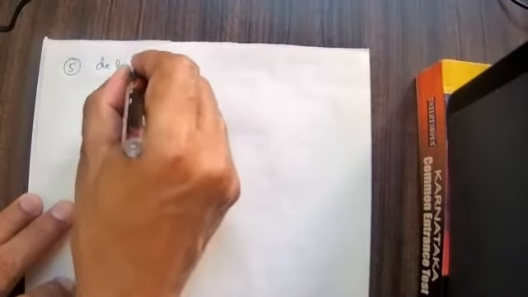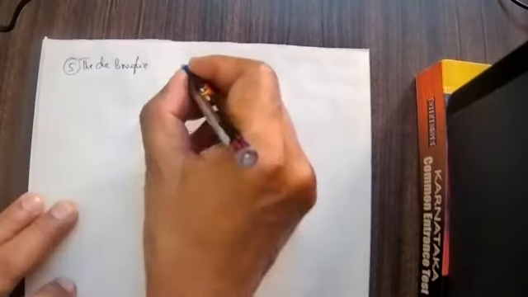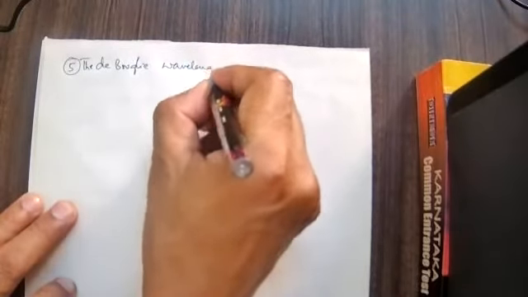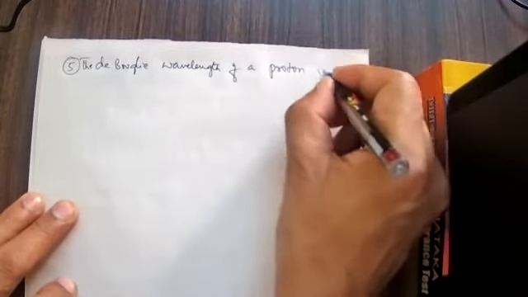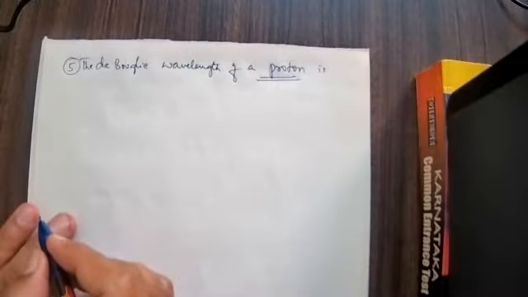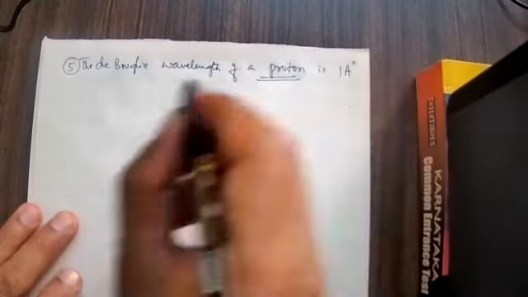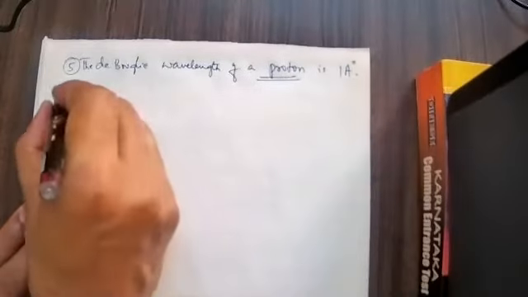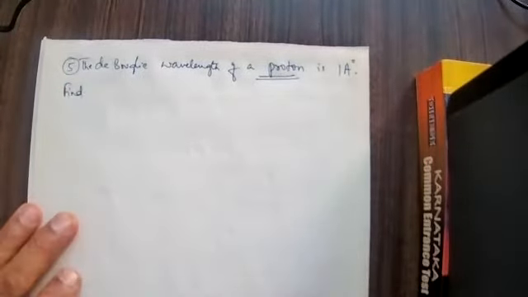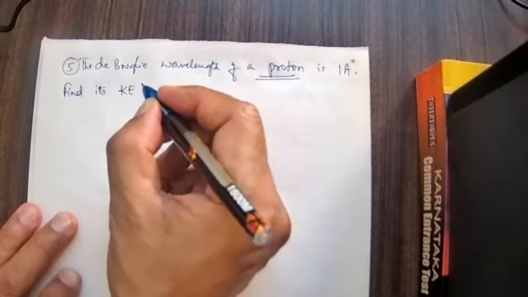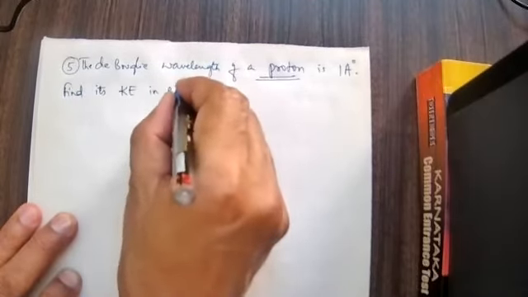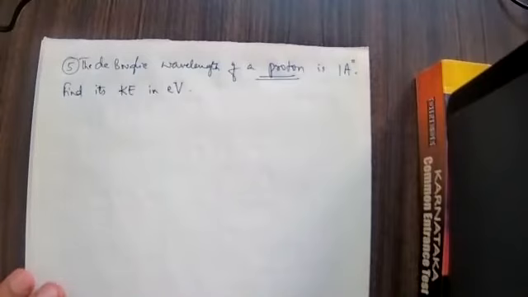Problem number 5. The de Broglie wavelength of a proton is 1 angstrom. Find its kinetic energy in eV.